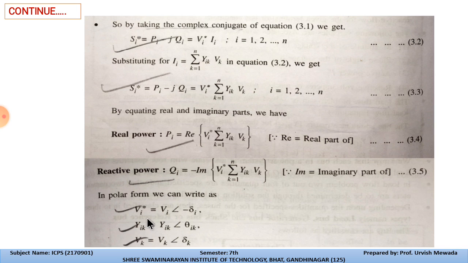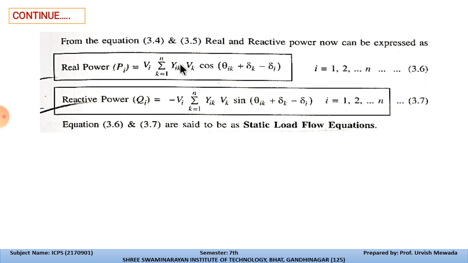to the nth number of buses, and k means the link, from the nth number of links. So from that we can write these three equations, and the angles: for Vi, the voltage angle is delta, the admittance angle is theta, and the voltage at the respective link is theta k. So from equations 3.4 and 3.5, the real and reactive power can now be expressed as follows.